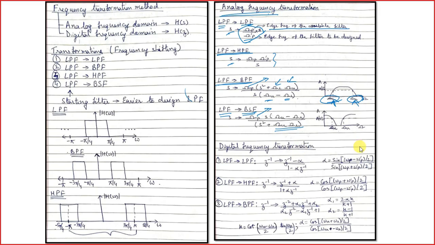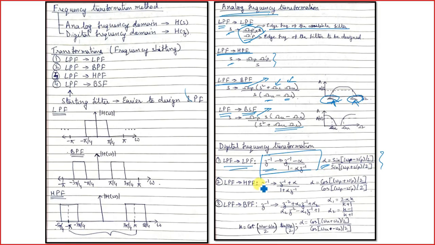Then in the digital frequency transformation, we have low pass filter to low pass filter. Over there, Z inverse will be replaced with Z inverse minus alpha divided by 1 minus alpha Z inverse, where alpha is given by sine of omega p minus omega dash p divided by 2 divided by sine of omega p plus omega dash p divided by 2. So you have to apply this transformation and your alpha is given by this one.